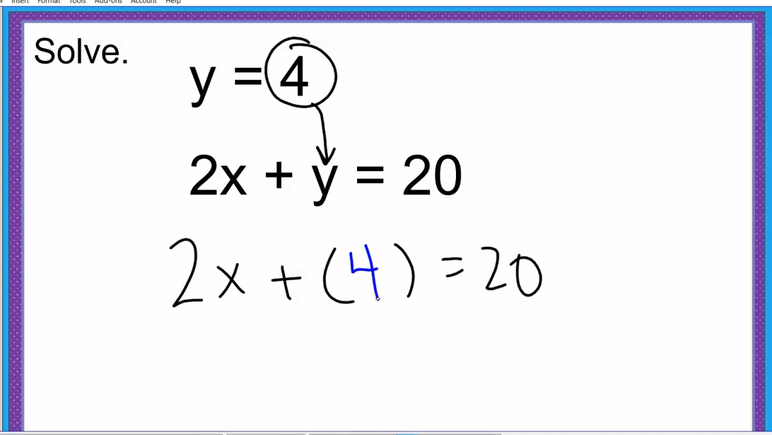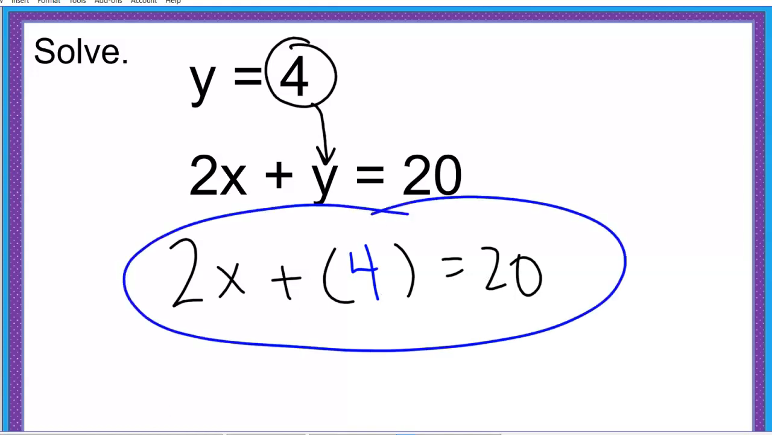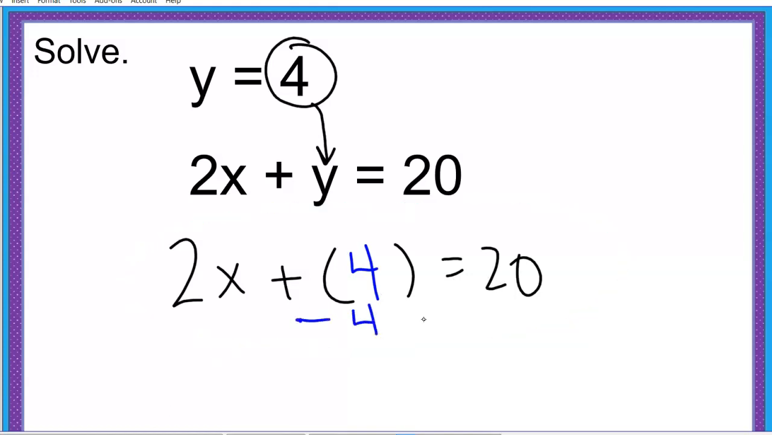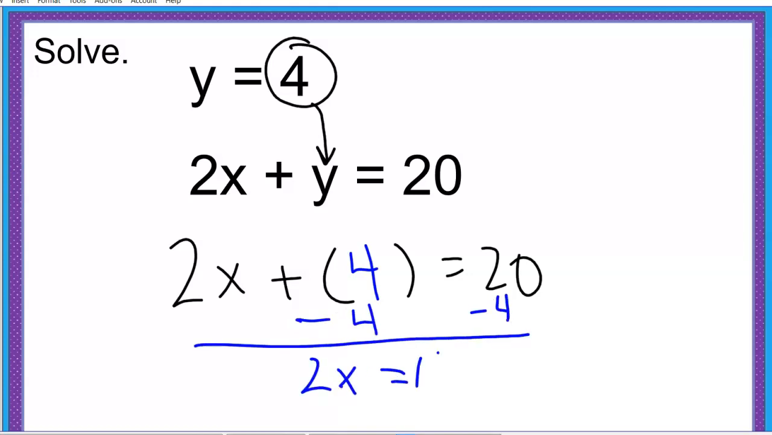So now instead of having two equations, I have only one equation, and I've combined the information from both into a single sentence that has only one variable. A sentence with two variables is not solvable, but a sentence with one variable is. So 2x plus 4 equals 20 is my new equation, and I'm going to solve this by subtracting 4 from both sides, and then isolating my variable x by dividing.